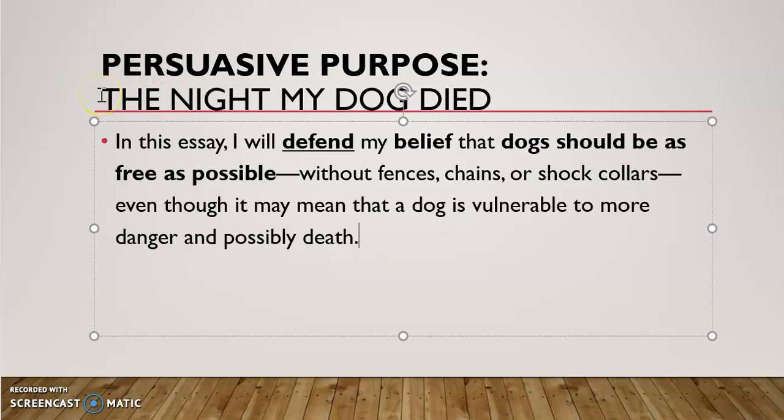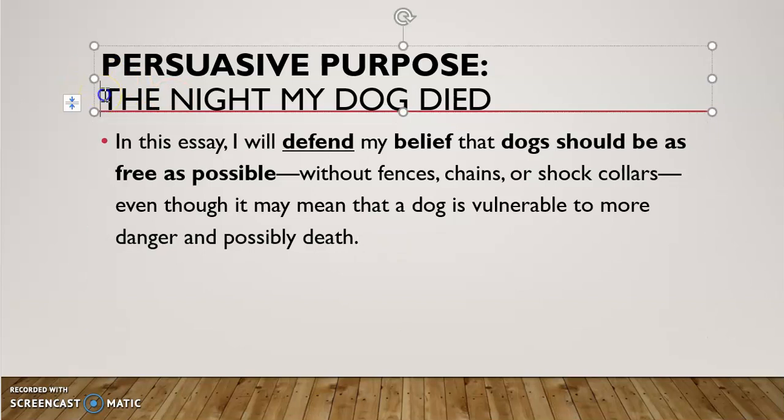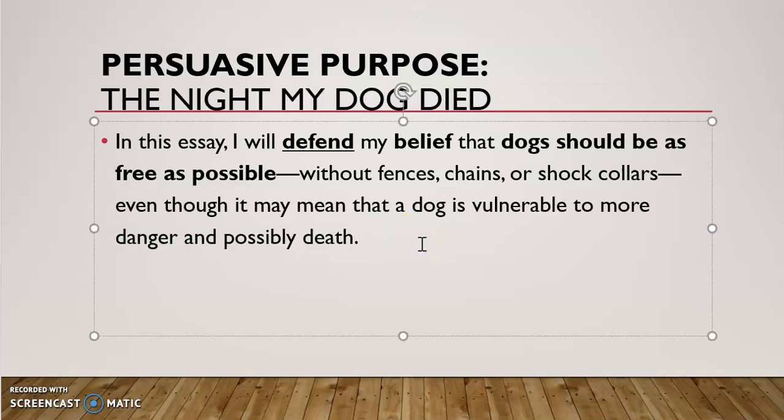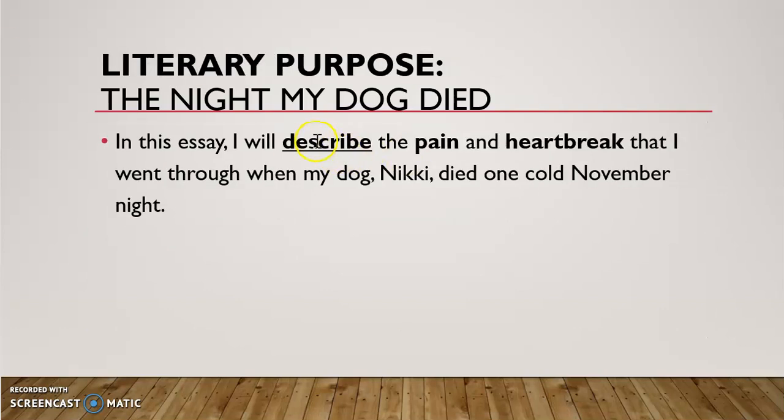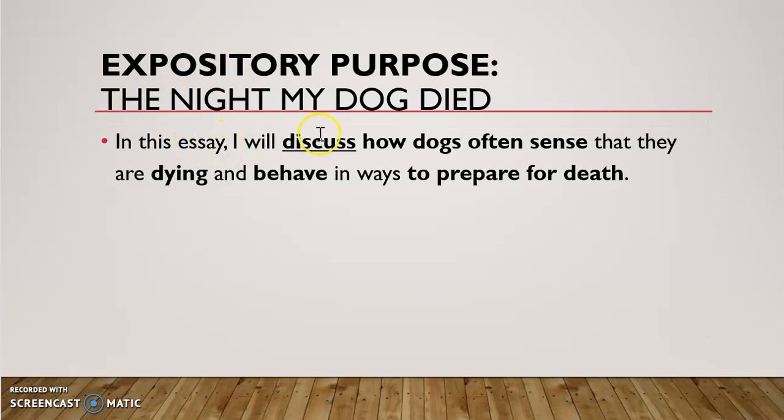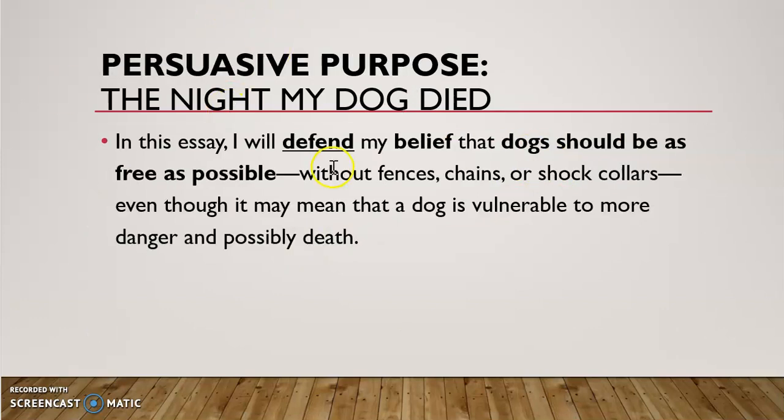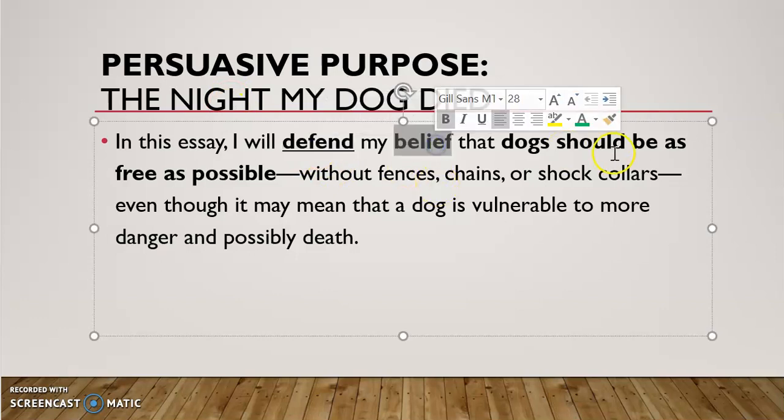So you notice in the last three proposals, they're all on the same topic, the night my dog died. However, depending on the purpose of the essay, the way that I write my proposal is going to be different. There are key words that let my teacher know that I'm in alignment with the purpose. All right, so you'll notice the key word for literary was describe, and I used emotions. The key word for expository was discuss, and I let you know specifically what I'm going to discuss about my dog and what I'm going to explain. And for persuasive, the key word was defend, as well as belief and should.